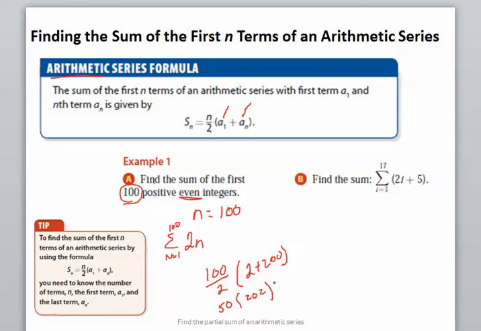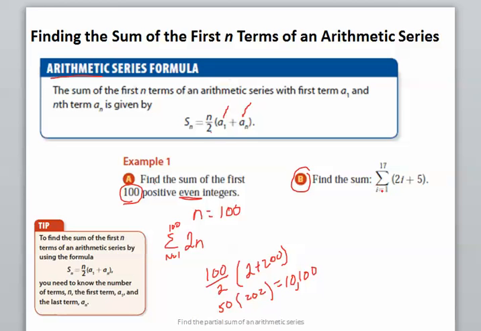Now I want you to think for just a second. If you were having to add up all of those numbers by hand, that would take a long time. So that's what we're trying to get to, is something that's a little bit easier than taking a long time to do. Remember, I'm all about easier. I want to do things the easiest possible way. Let's look at B here for a second.